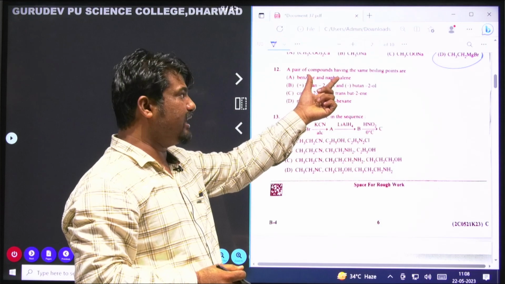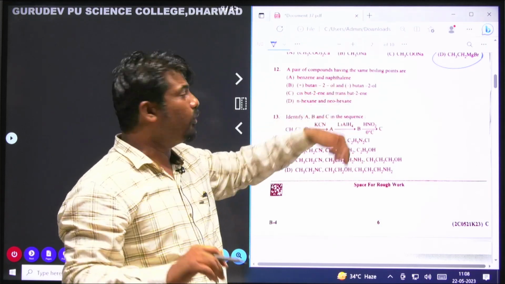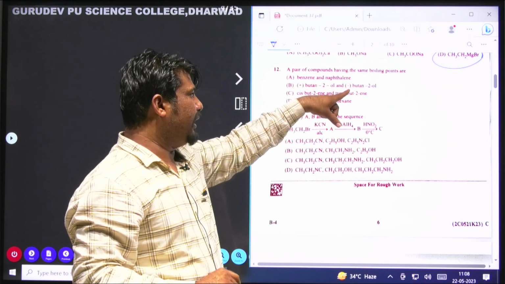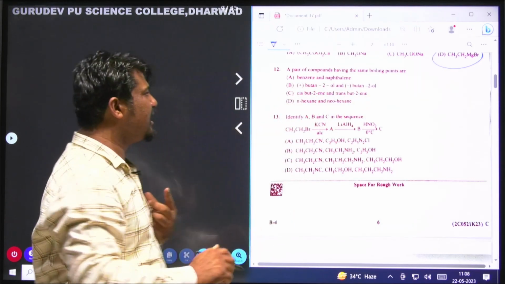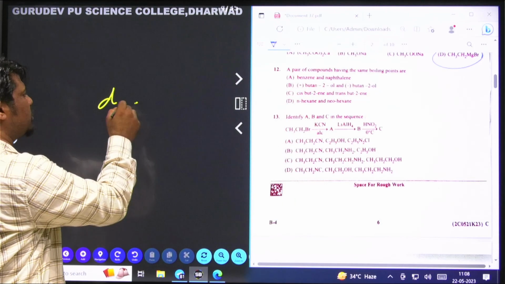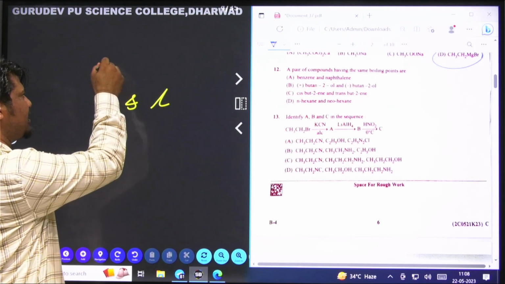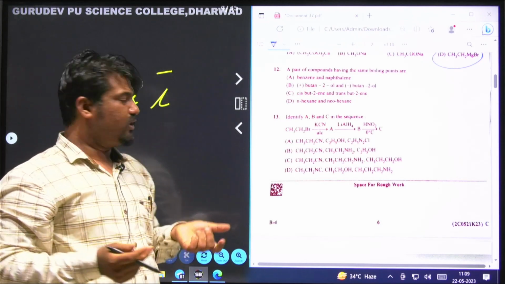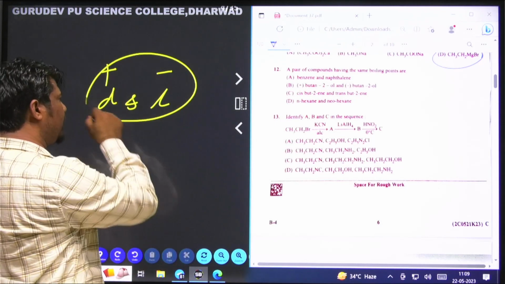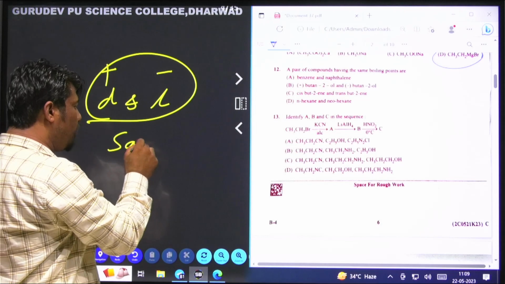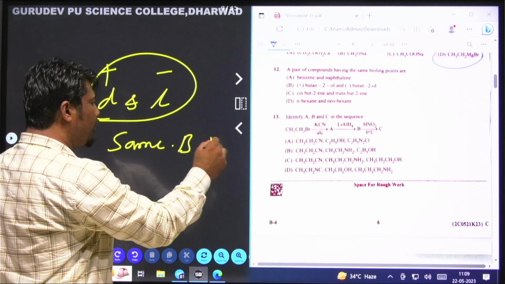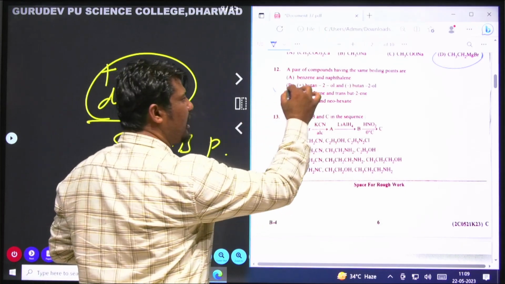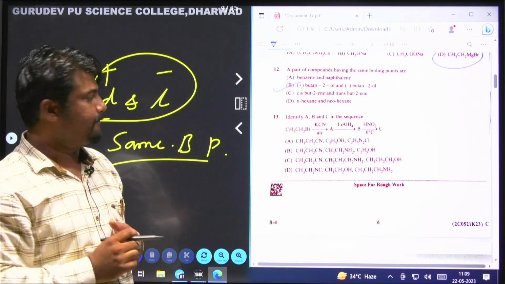Of course, benzene has a different boiling point, and naphthalene has a different boiling point. Then there is plus butan-2-ol and minus butan-2-ol. This plus and minus is an indication of dextrorotatory and levorotatory. Plus indicates dextrorotatory and minus indicates levorotatory. So those dextro and levo forms will show the same boiling point, so there is no difference. That's the reason why the answer comes as B.